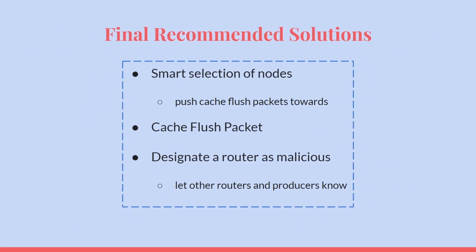Our final recommendations are as follows, though they do come with the giant asterisks of not being backed up with the quantitative data that we would have liked to use. So firstly, an algorithm called smart selection, which pushes cache flush packets to the affected nodes with high certainty. Secondly, having a flag for designating a router as malicious and letting other routers and producers know. And finally, the cache flush packet.